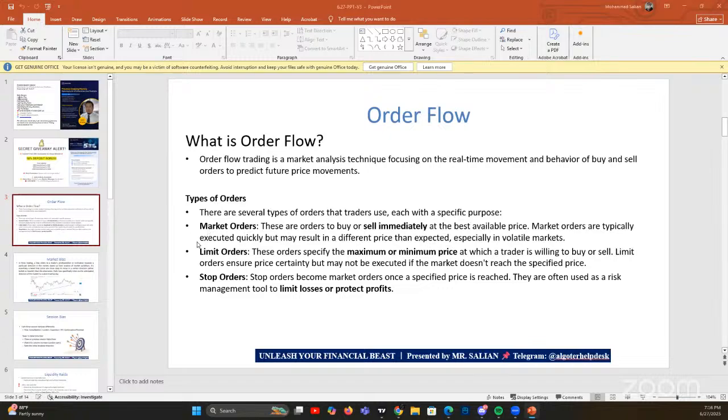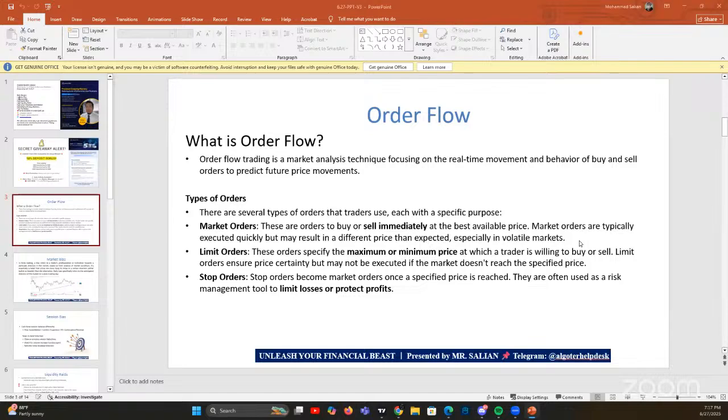Market orders are typically executed quickly, but may result in a different price than expected, especially in volatile markets. Yes, it's true, especially if you consider the spreads. The higher the spreads, the higher the fees for the brokers. But fortunately, Zoe is not doing that to us. So that's why I like Zoe to trade these days.